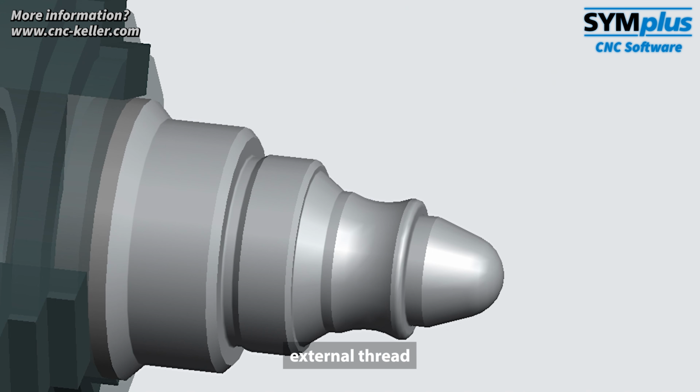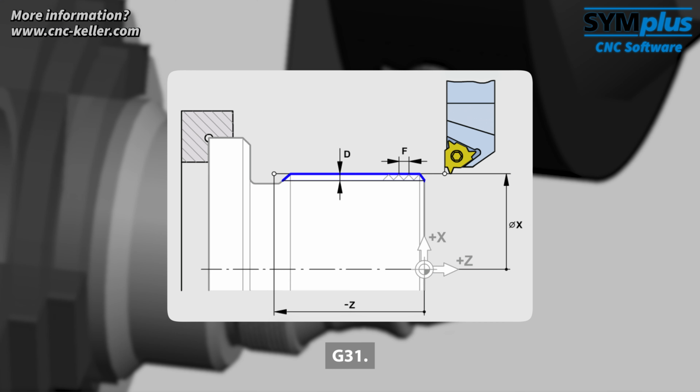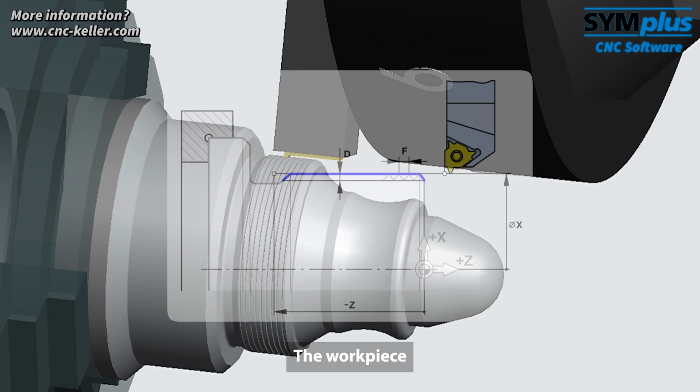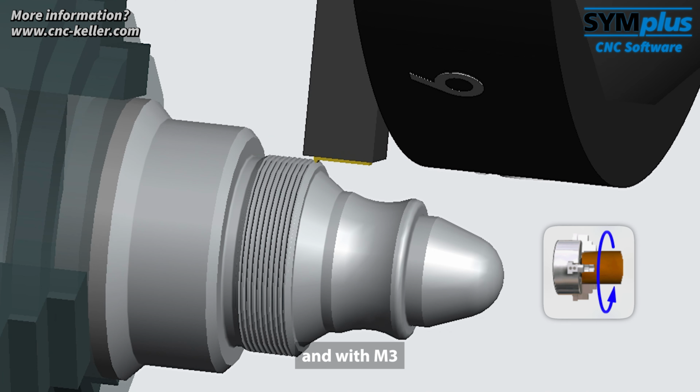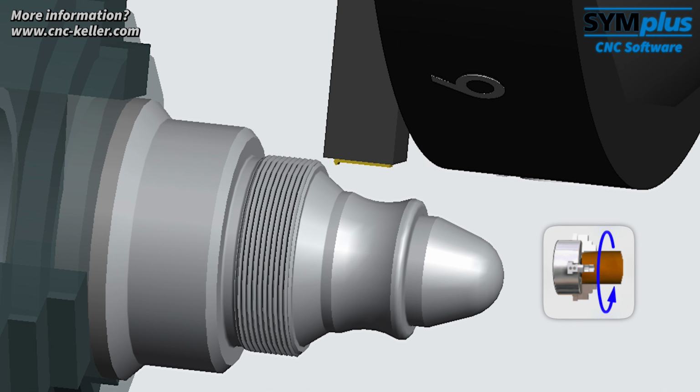Next is the external thread, produced with the threading cycle G31. The workpiece rotates with constant spindle speed using G97 and with M3, spindle clockwise.